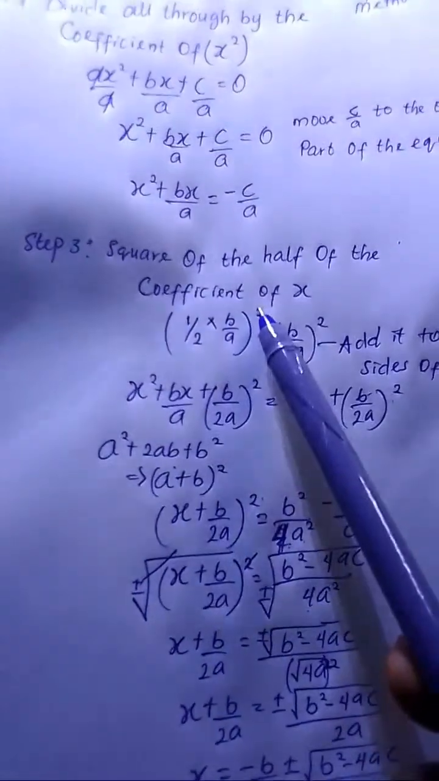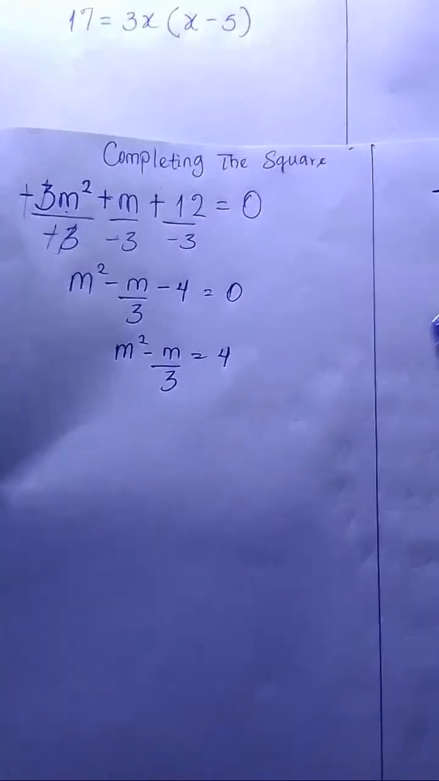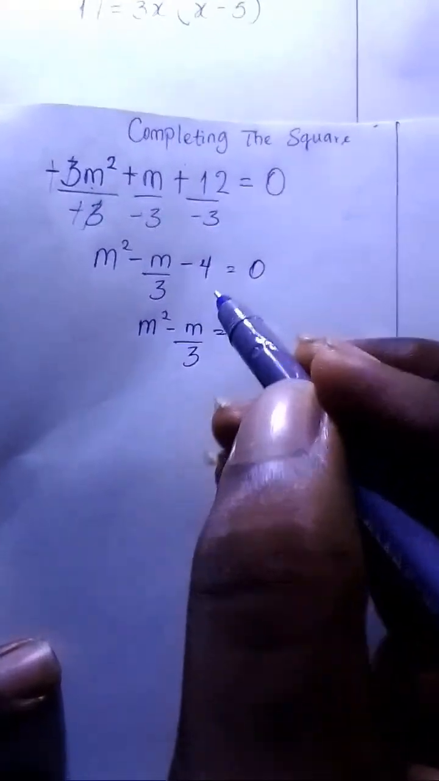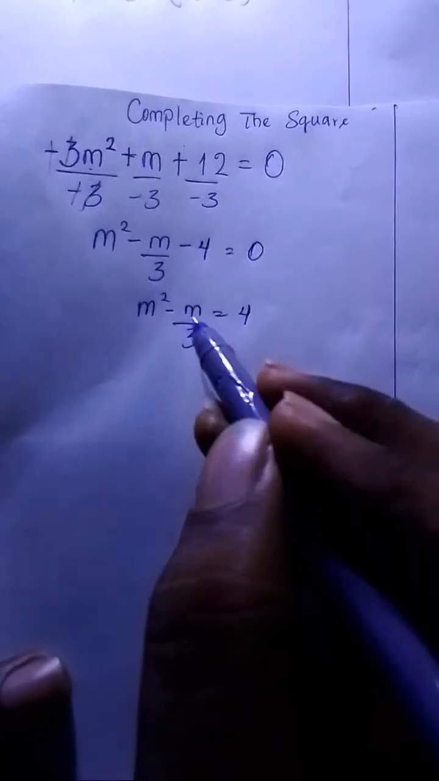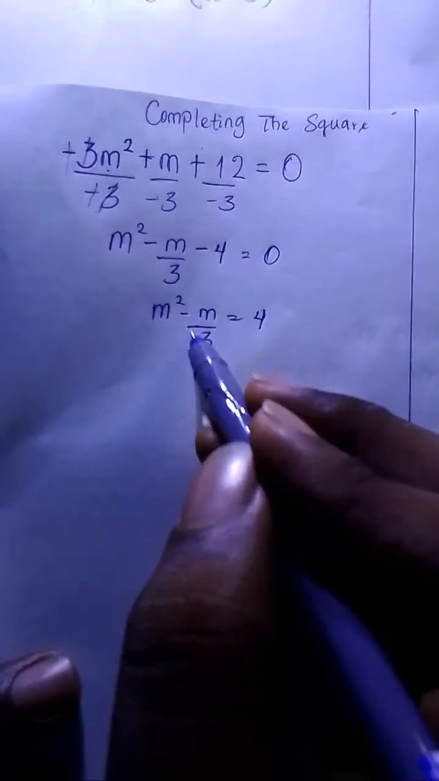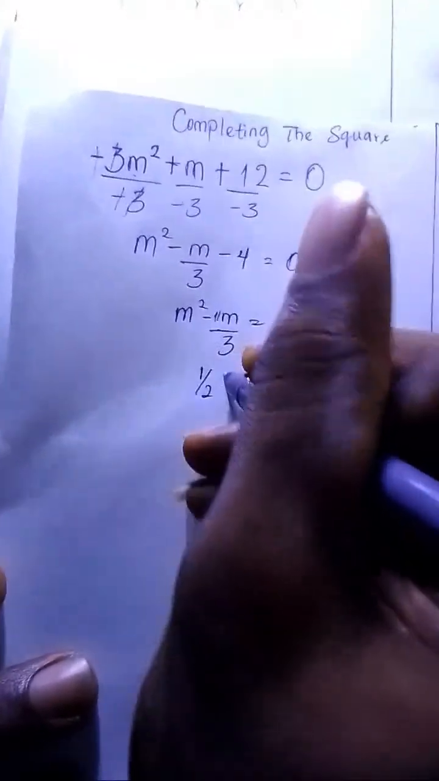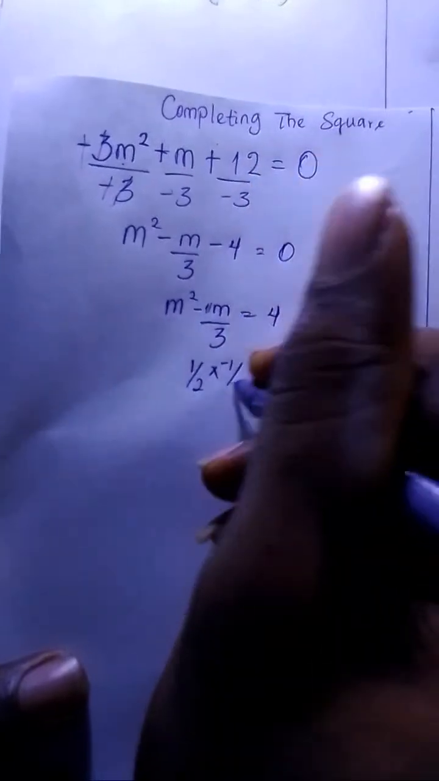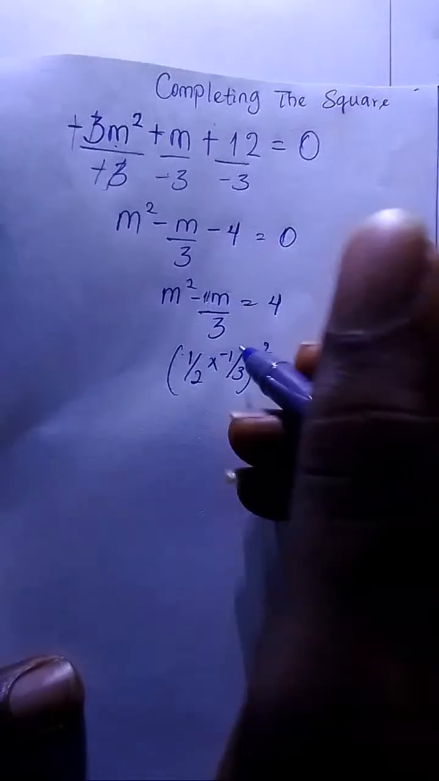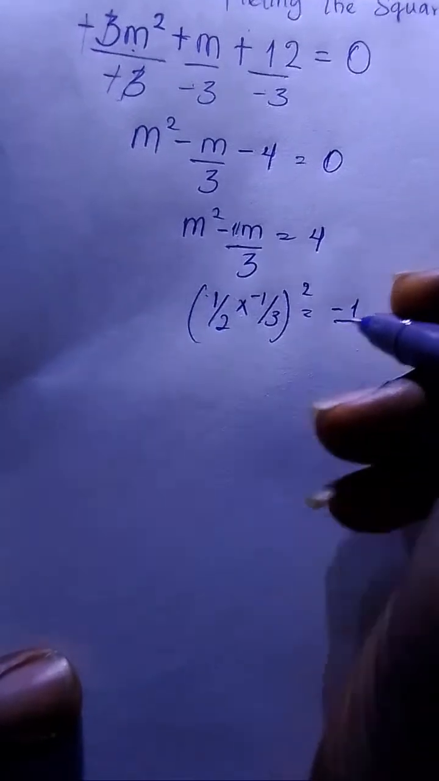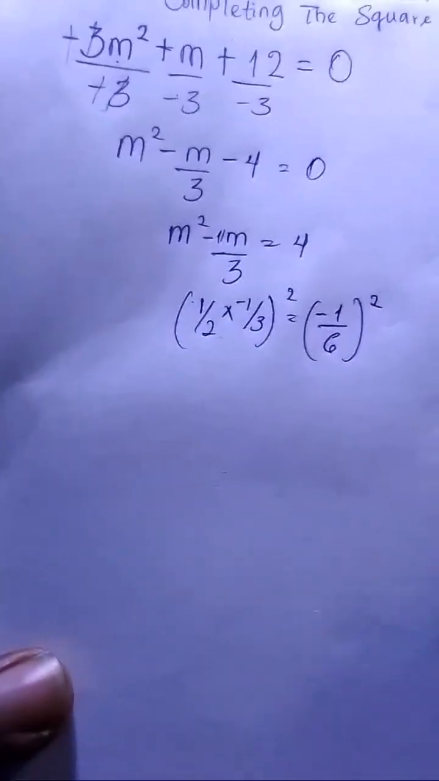The next step is square of the half of the coefficient of x. So we'll do the same thing. This is the coefficient of x, so we will do square of the half of the coefficient of m, right? So the coefficient of m is 1 over 3, right? There's 1 here. So we do square of the half of the coefficient of x. That's actually minus 1 over 3. So we'll have to do minus 1 over 3, right? Squared. So from here, 1 times minus 1 gives us minus 1 over 2 times 3 gives us 6. So we have minus 1 over 6 squared, right?